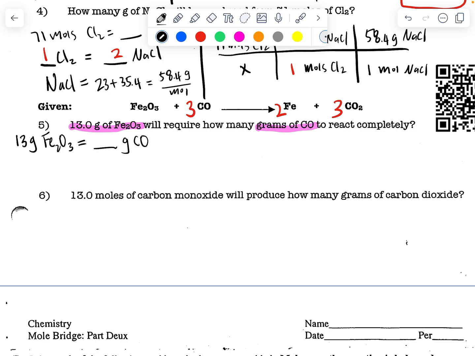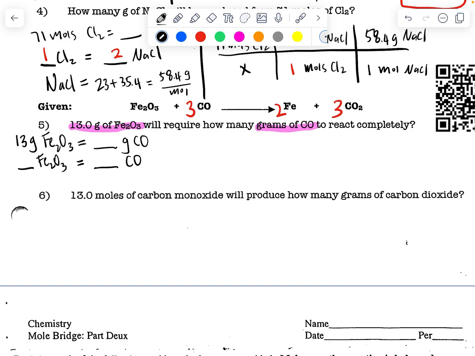Great. So once I have that set up, I'm going to have to think ahead a little bit. What else do I need? First of all, I definitely need a mole bridge here. I need a mole bridge that will take me from Fe2O3 to CO. So let's go ahead and write that down. Fe2O3 is equal to how many carbon monoxide?